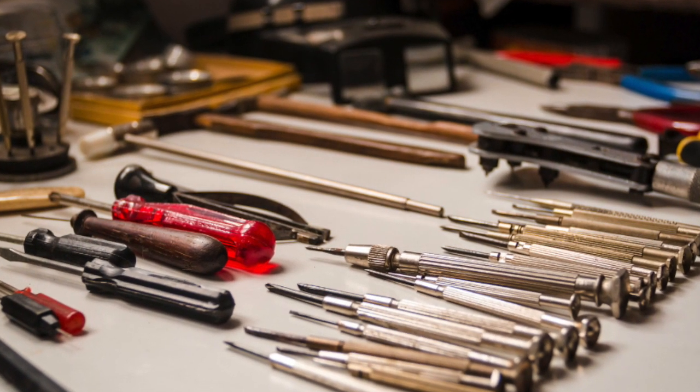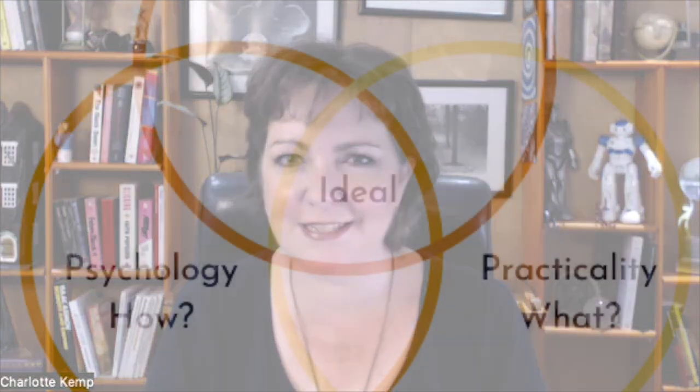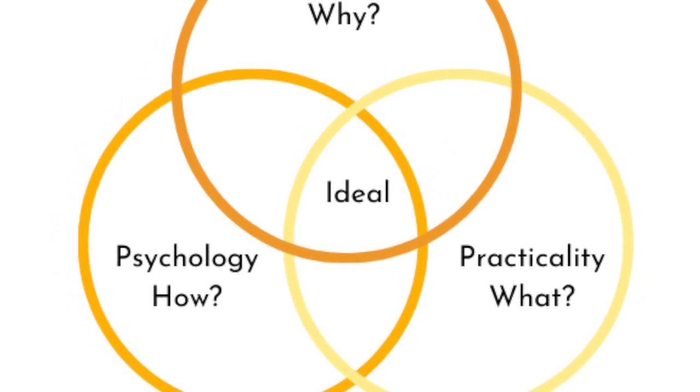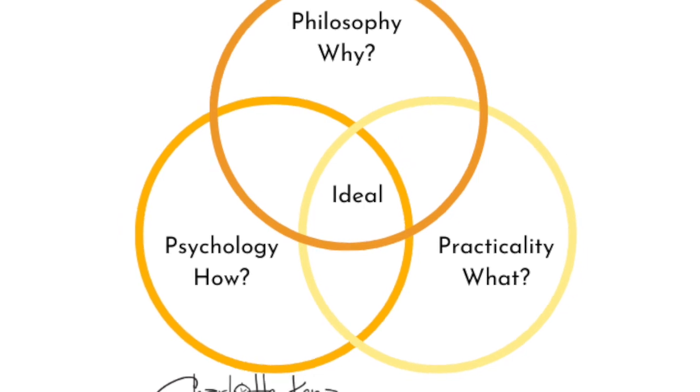What tools can we use to change direction of our future? How can we project what might come in the future? All of those practical tools are available to us. So there you go, three lenses: philosophy, psychology, practicality. Who doesn't love alliteration? And then, of course, we bring them together in a gorgeous Venn diagram.